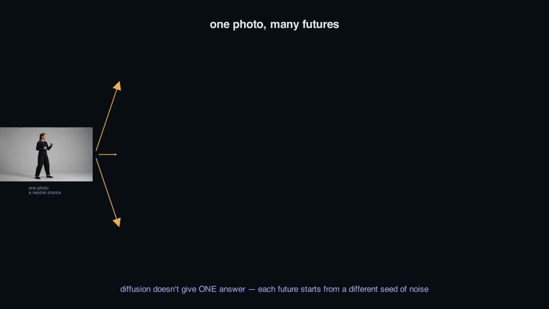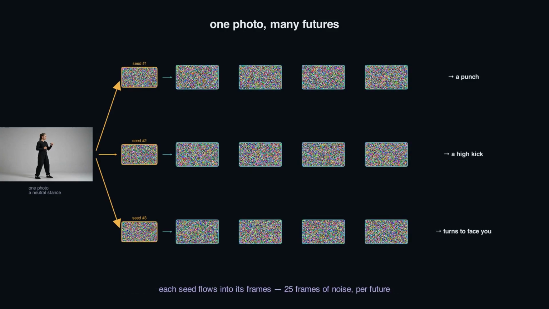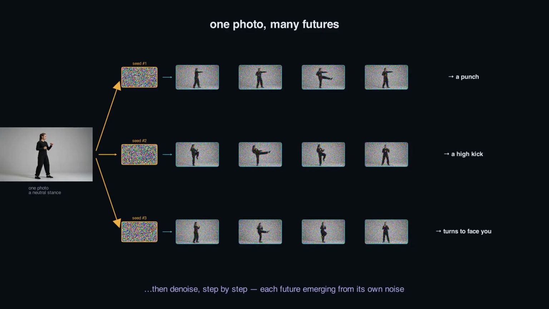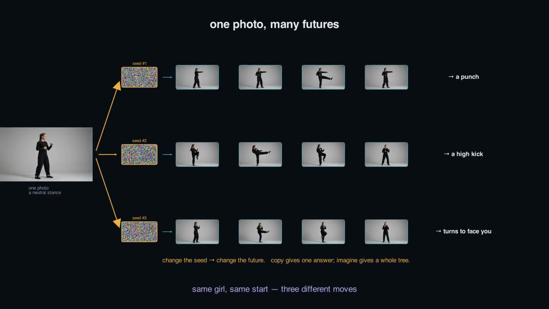And that's the first surprise. The machine doesn't give one answer. It begins each future from a different patch of random noise, a different seed. Each seed fills a whole clip's worth of frames, 25 of them, every frame pure static, for now. Then it clears the noise away, step by step, and out of each seed a different future emerges. Same girl, same starting pose, but change the seed and you change the future. One photo doesn't hide one video, it hides a whole tree of them.